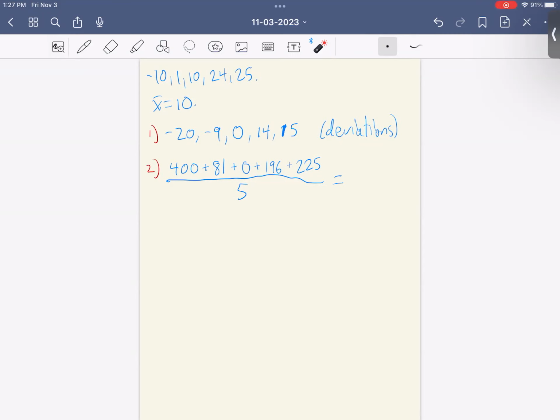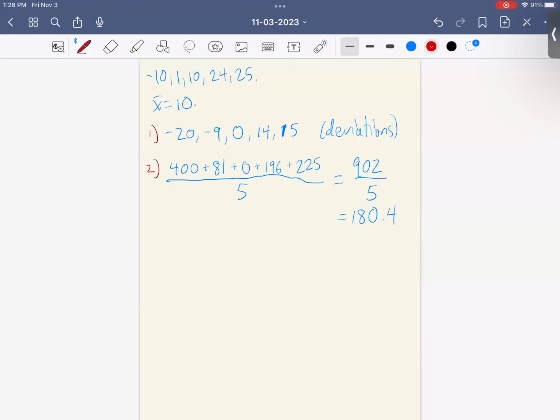Want to make sure that's right. 400 plus 81 plus 196 plus 225. Yeah, 902. So yeah, it's correct. Okay, good. So 902 over 5, which is equal to 180.4. Yeah, that's good. Okay, good. So 180 point that's okay, right?